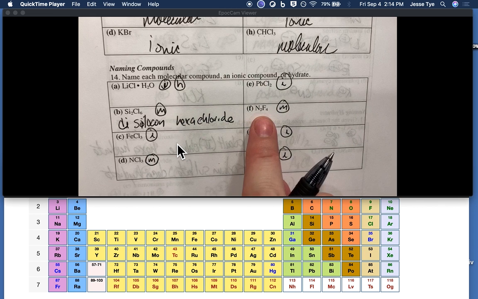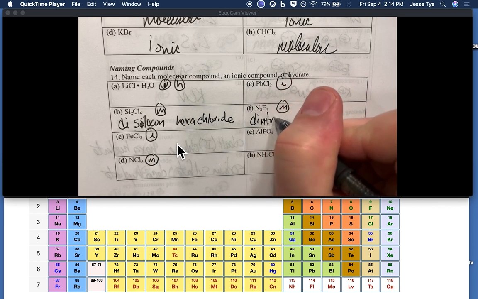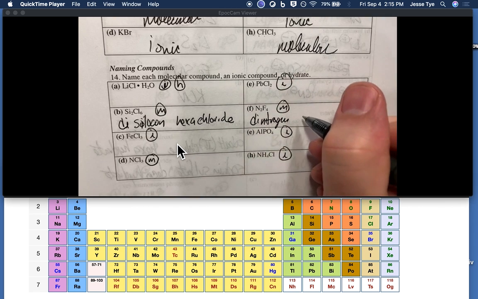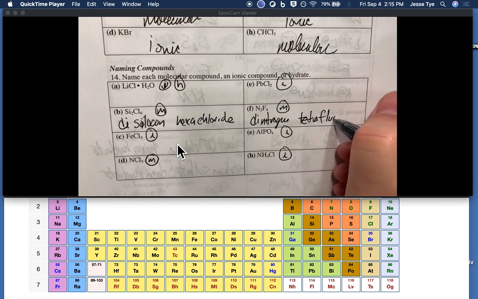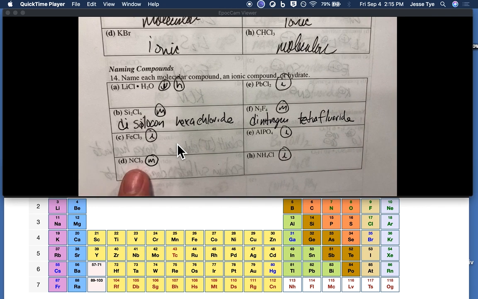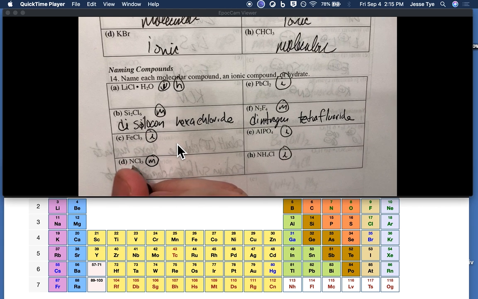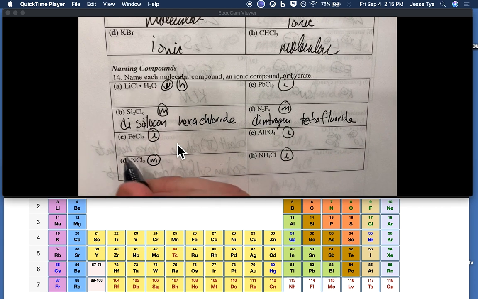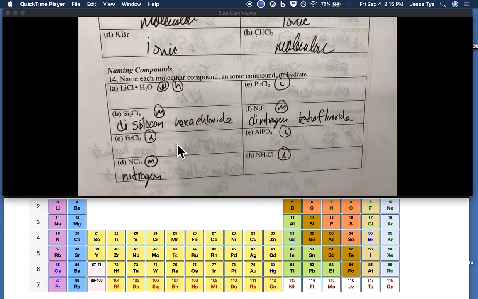Okay, I'll move over to this one. Dinitrogen tetrafluoride. Got just one nitrogen here, and when it's the first element, it does not get a mono. We just name it. So nitrogen trichloride.